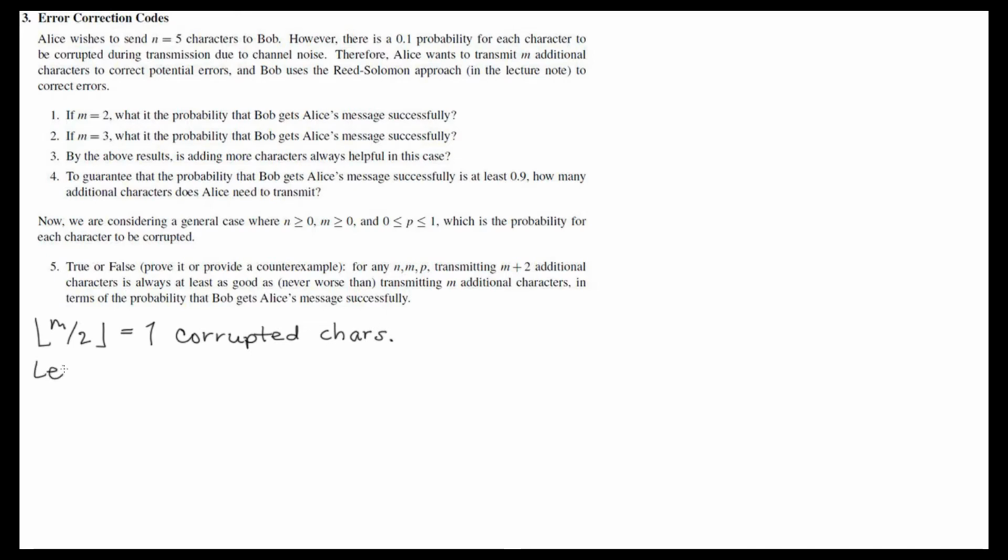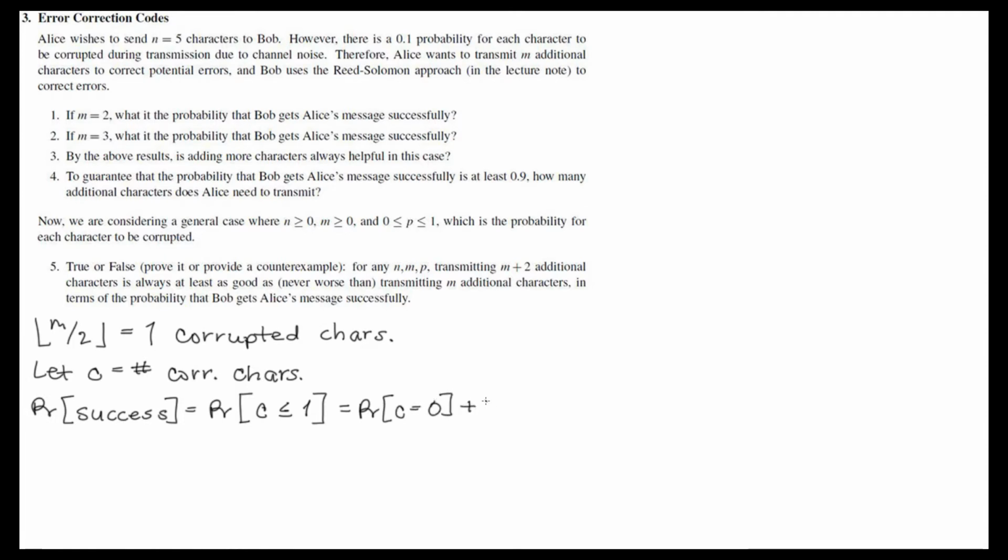So, let's let C be the number of corrupted characters. Then, we know that the probability of success is the probability that C is less than or equal to 1. That is, that there are 1 or fewer errors. So you can also write this as the probability that C is equal to 0, no errors, plus the probability that C is equal to 1, exactly 1 error.